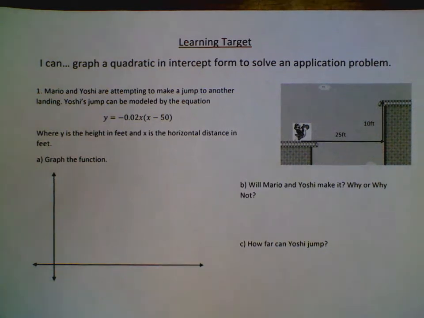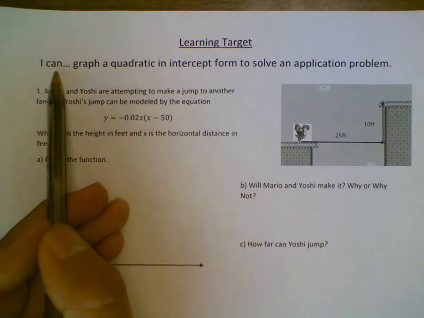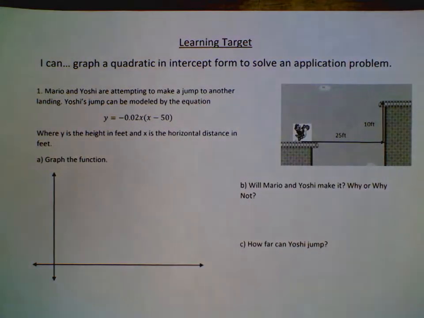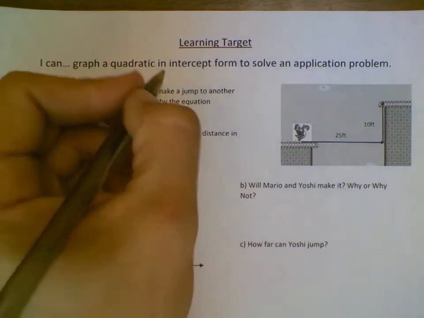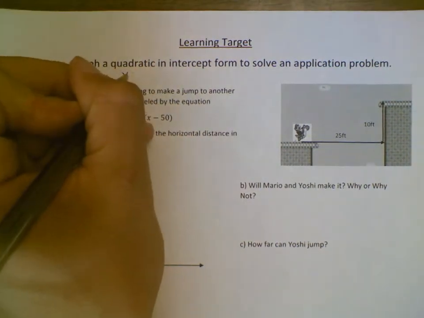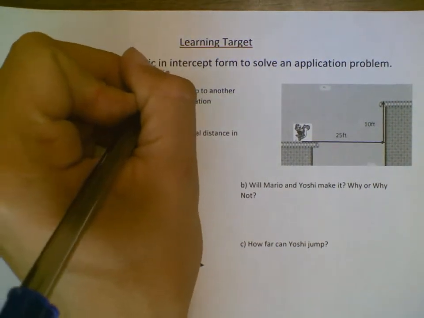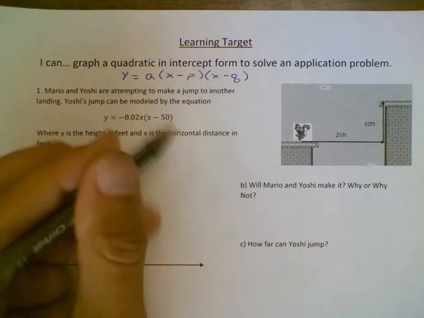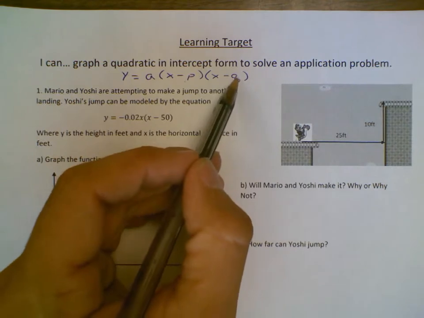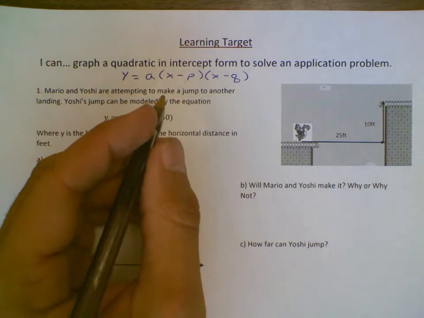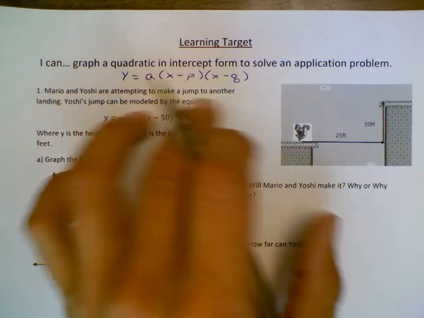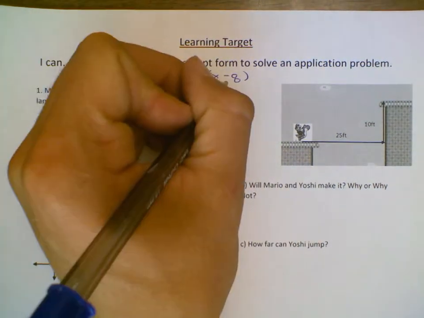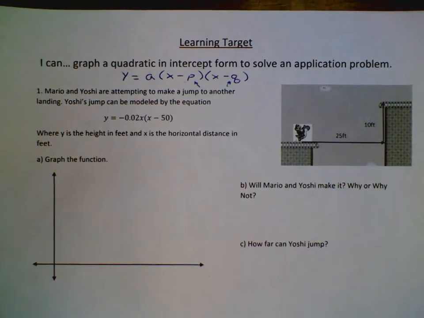Okay, in this video, the learning target is I can graph a quadratic in intercept form to solve an application problem. Now, if you remember, intercept form is when we have y equals a times x minus p times x minus q, and then the opposites of our p and q values tell us where we're at as our x-intercepts. They tell us where we're at on our x-axis. Okay, so the opposites of both of those give us our x-intercepts.